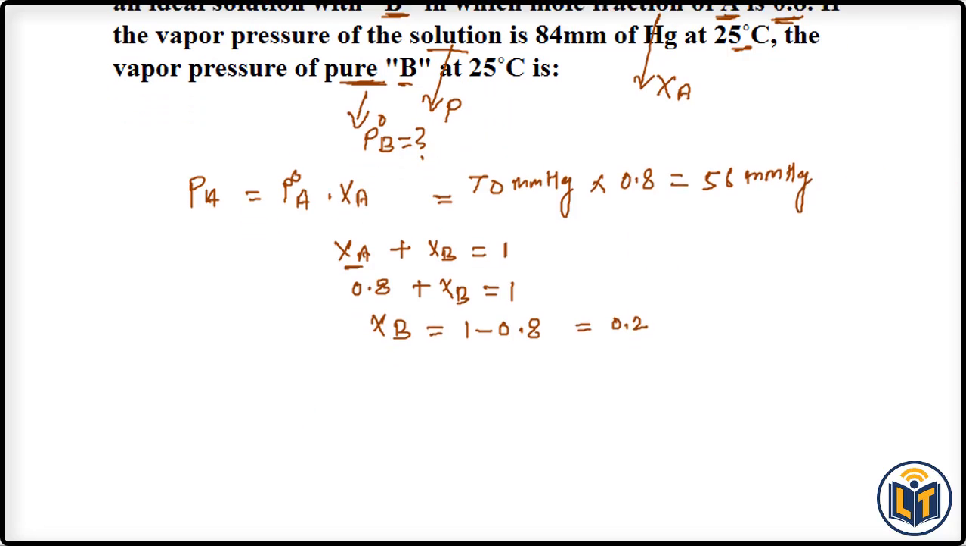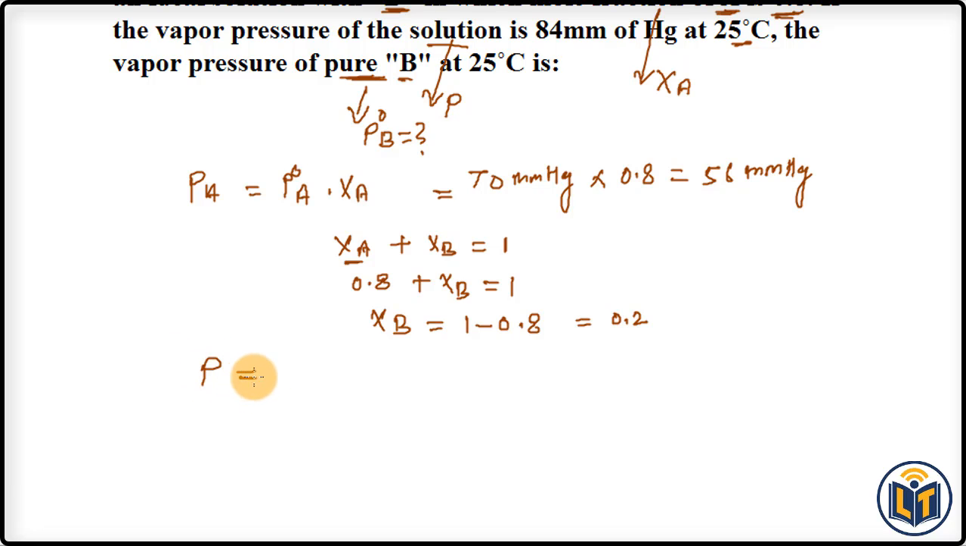Now we can apply the formula for the vapor pressure of a solution. The formula is Raoult's law. Here we have P is equal to P naught A into XA plus P naught B into XB. XB value is known, XA value is also given in the problem. P naught A value we have already calculated, that is 56 mmHg, and P is the vapor pressure of the solution. We can plug in the value and calculate the vapor pressure of component B in its pure state, P naught B.